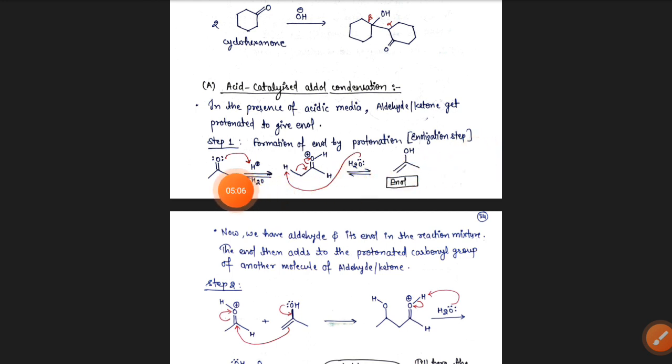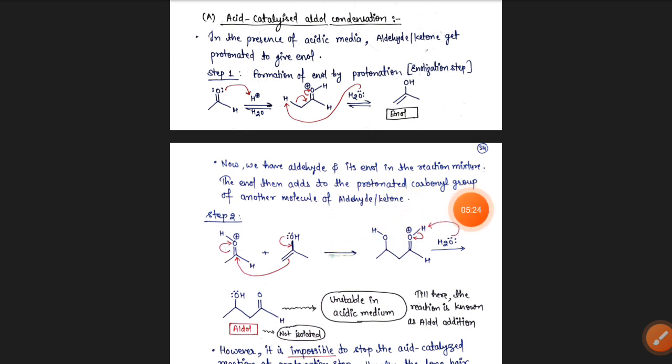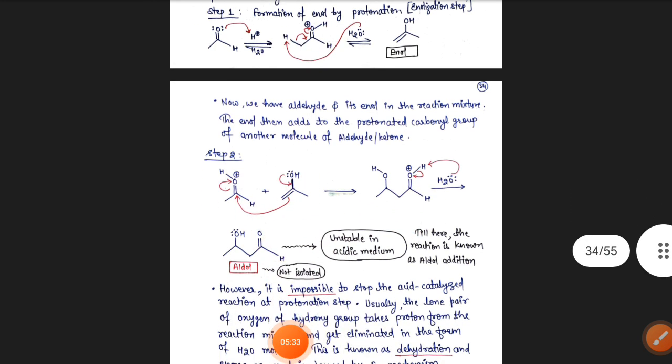First, this is an acidic medium, H plus is here, so the oxygen gets protonated. Then an enol is formed. Now we have the aldehyde and its enol in the reaction, that is, partial enolization occurs here. So the enol then adds to the protonated carbonyl group of another molecule of aldehyde or ketone. This is the next step, or second step, of the mechanism.